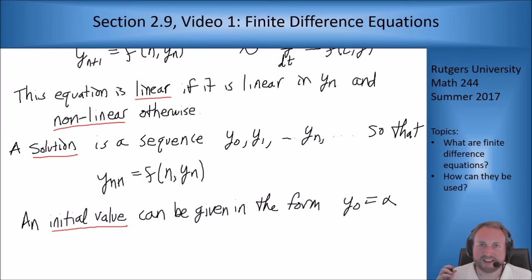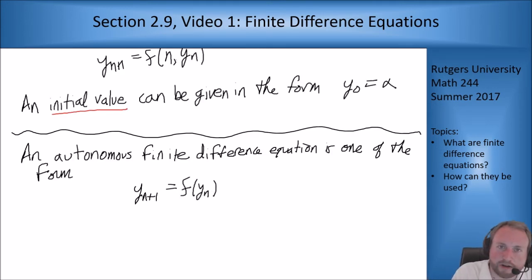Now, for the rest of this section, we're going to look at what are called autonomous finite difference equations. Similar to autonomous ODEs, where it meant the right-hand side doesn't depend on t, here it means the right-hand side doesn't depend on n. So for these equations, I have no dependence on n on the right-hand side, just the dependence on the previous state.